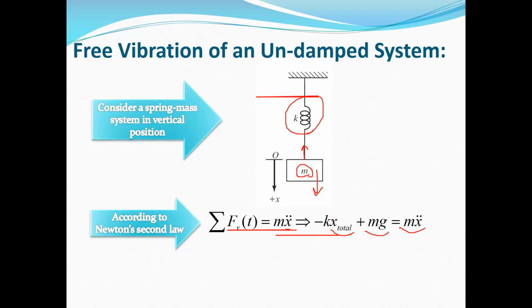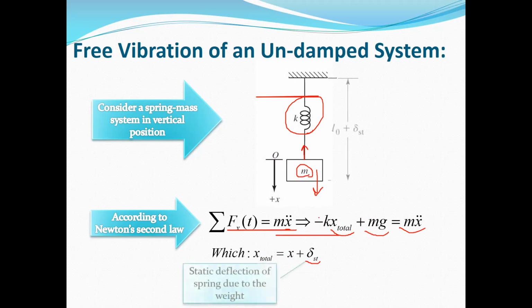Now we can substitute x total by its value, which, as I told you, is equal to x plus delta st, and delta st is the initial deflection of the spring due to the weight, equal to mg divided by k. So you can substitute x total by x plus delta st, and also substitute delta st by mg divided by k. If you simplify this equation, you can extract the same equation as for the horizontal motion, and it's equal to m x double dot plus kx equals 0.